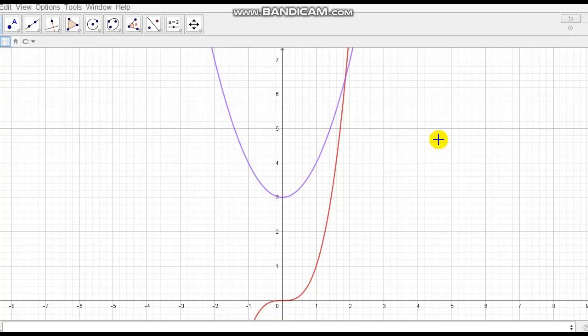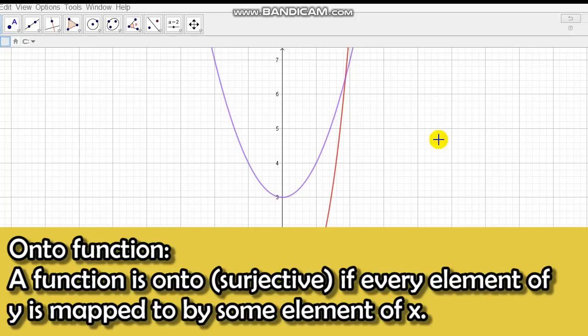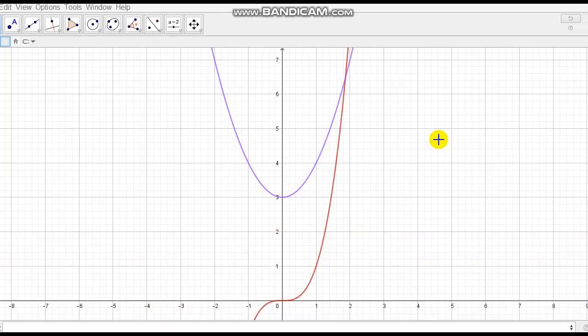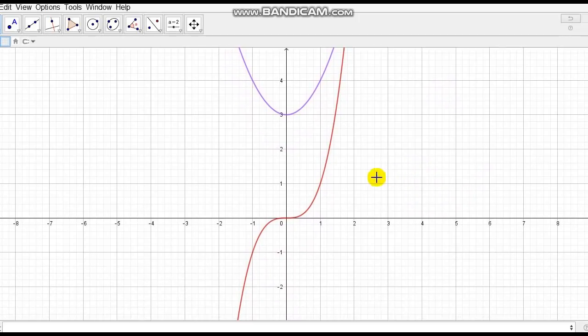Now, the second classification of a function is onto. A function is onto or surjective if every element of y is mapped to by some element of x. Basically, all the values of y should be mapped to a value of x. There shouldn't be any value of y that is left out. In this example here, this graph is also onto because all the values of y are used. 1 is used, 2, 3, so on and so forth.